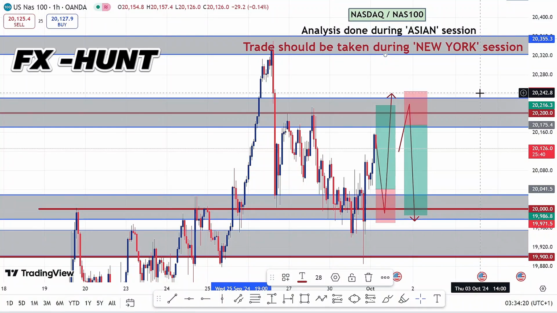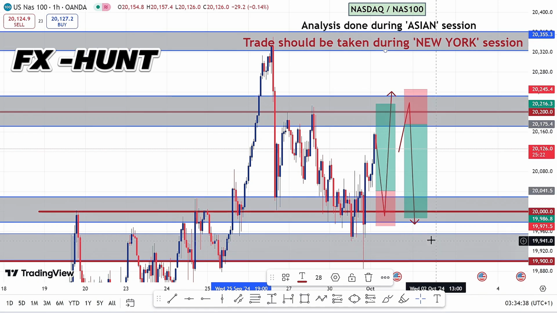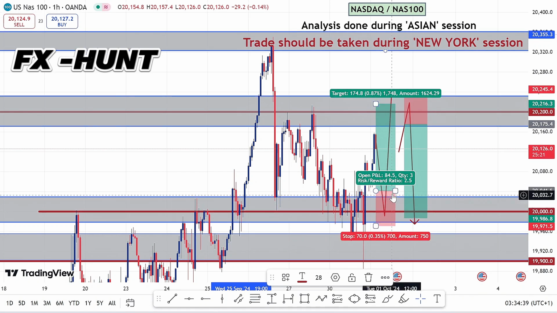So for today, we are seeing an opportunity on Nas100. Now there are two clear opportunities. We are looking to go long on the psychological zone of 20,000, risking 70 pips, targeting 1:2.5. Then if price does not correct to the psychological zone of 20,000, wait for price to get to the psychological zone of 20,200 and go bearish. As simple as that.